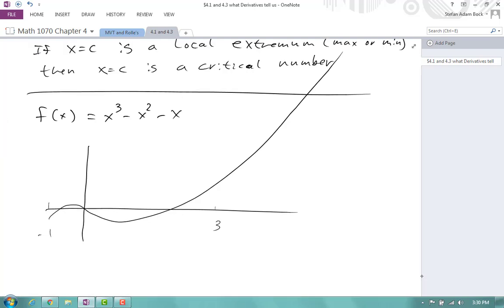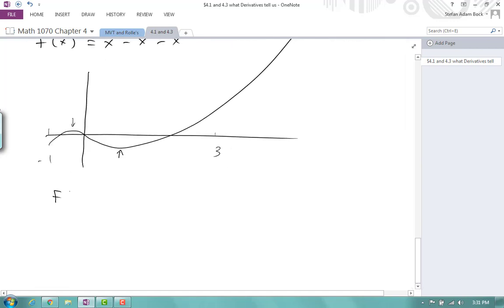So what I want to do is talk about the maximums and minimums of this function. From the picture at least, I've got a local maximum right here, at the top of a hump. Down here I've got a local minimum. I'm at the bottom, so we'll talk about these. I'll say f of x is increasing if f prime of x is positive, and decreasing if it's negative.